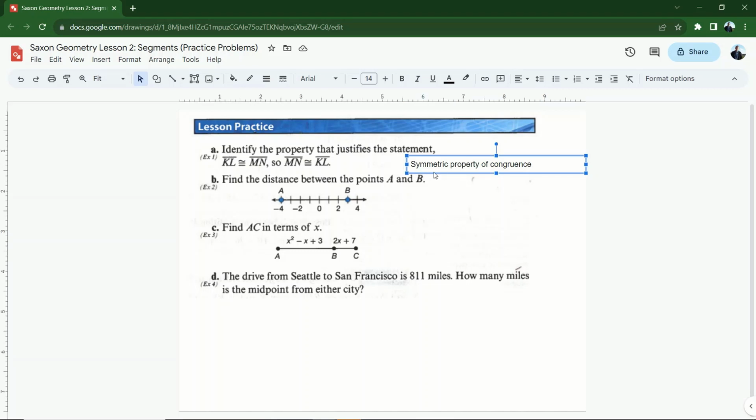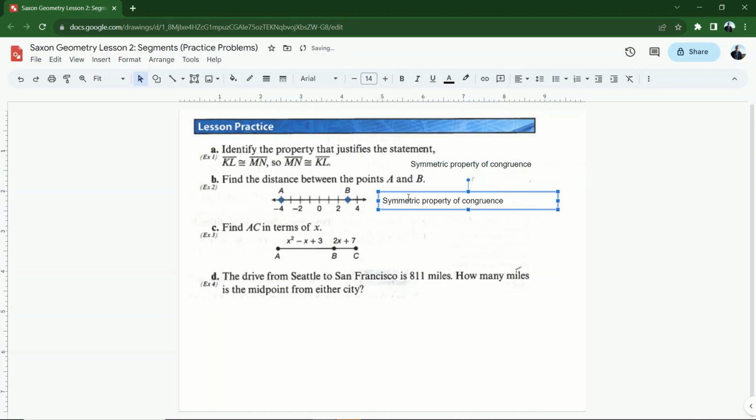All right, next we're going to use the ruler postulate to find the distance between points A and B. And this is going to be pretty straightforward as well. So here we're going to take one of our coordinates. We could start with either one. I'm going to start with -4. And we're going to find the difference between that coordinate and the second coordinate. The second coordinate is 3. We're going to do that operation, but then we're going to take the absolute value of that operation.